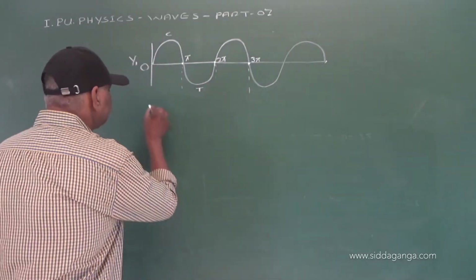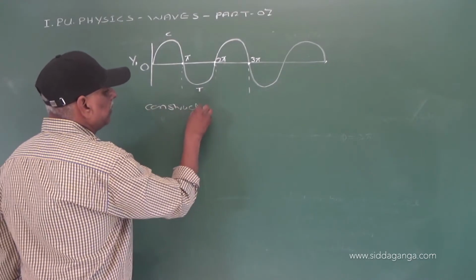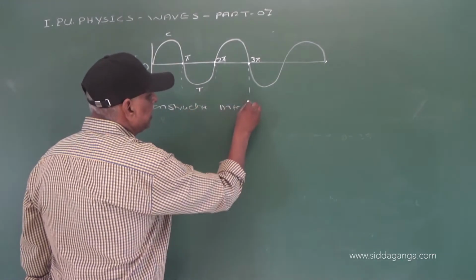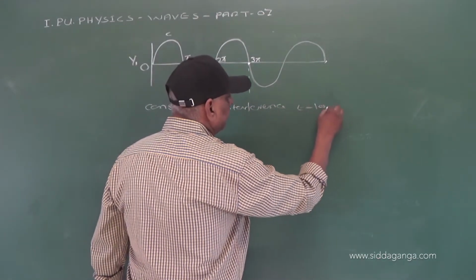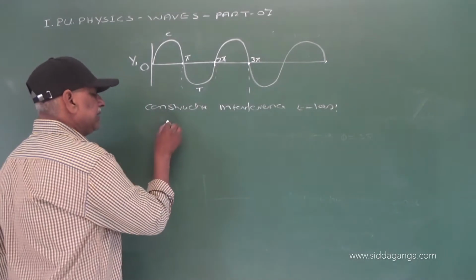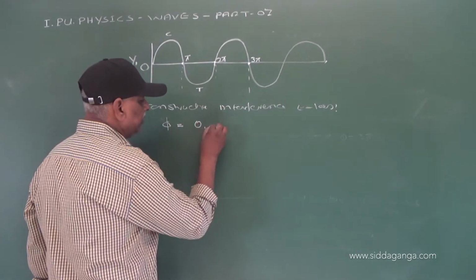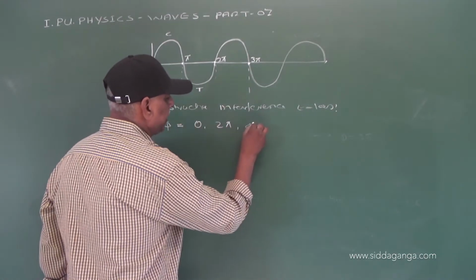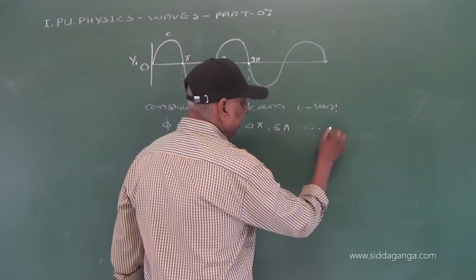Now here, when constructive interference takes place, the phase difference phi is equal to 0, 2 pi, 4 pi, 6 pi, etc.